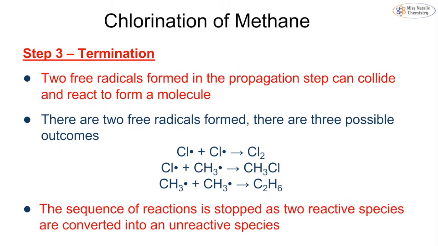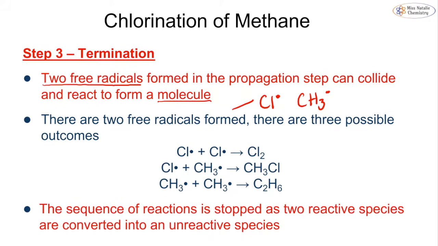And the 3rd step is known as termination. And this is when we have 2 free radicals hitting together in order to form a molecule. So rather than a free radical attacking a normal molecule, we're getting 2 free radicals colliding to make a molecule. And because we have 2 different free radicals, we have the chlorine and we have the methyl, we can get 3 possible combinations.